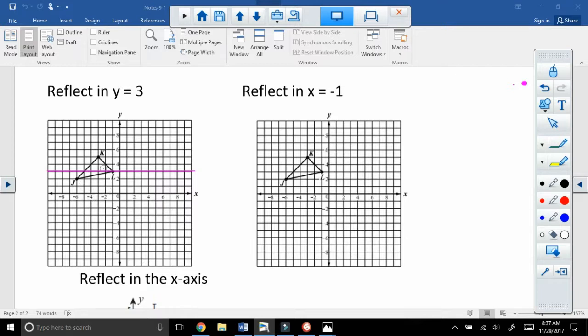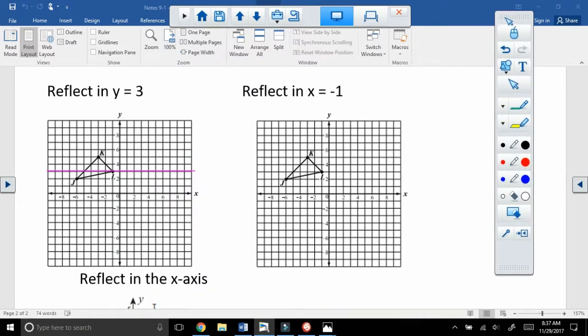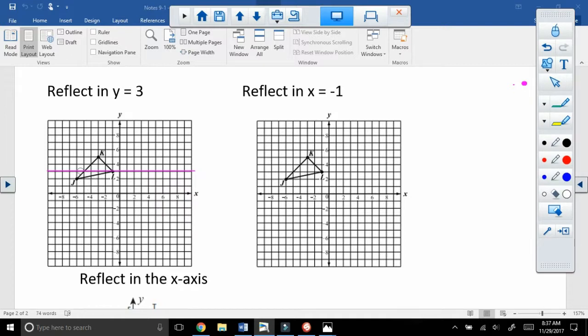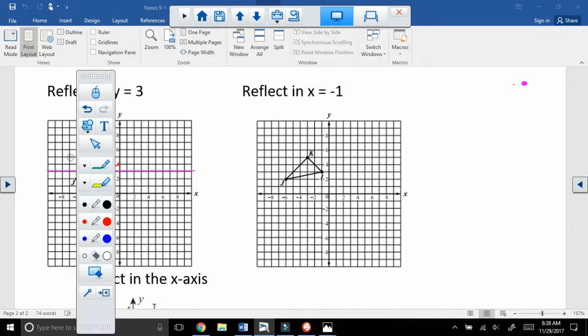So if I'm looking at this point L, because L is right on that line, L prime is not going to move at all. So just put another dot right on top of L, label it L prime. For K, because K is 2 units above that line, K prime is going to be 2 units below that line. So you can write that down and label it. And then J, because J is below the line 1 unit, you're going to have to go above the line 1 unit.